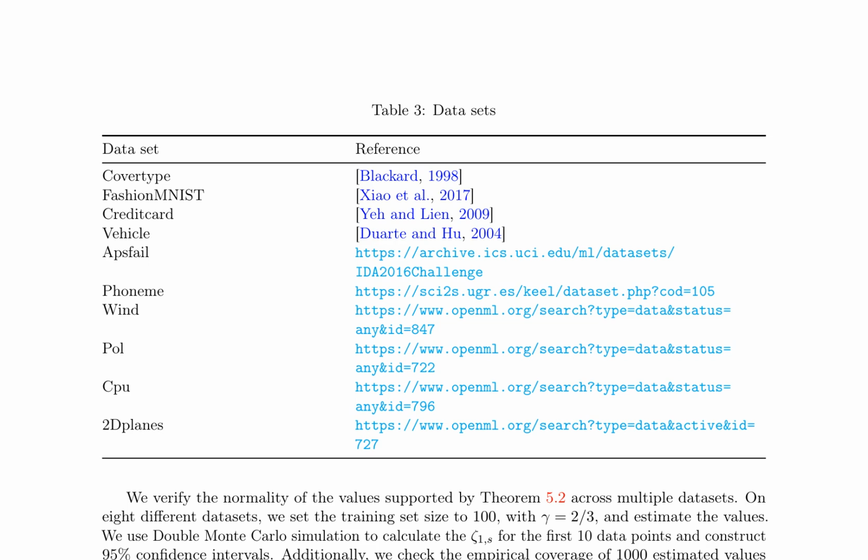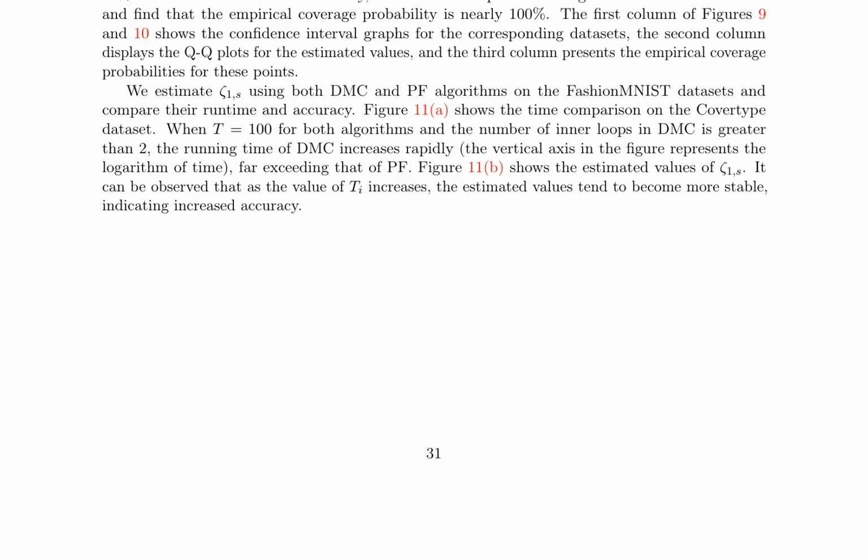For each dataset, the training set size is set to 100, with gamma equals 2/3, and the values are estimated using double Monte Carlo (DMC) simulation. The empirical coverage probability of the estimated values is calculated and found to be nearly 100%, indicating the accuracy of the method. Confidence interval graphs, QQ plots, and empirical coverage probabilities for each dataset are presented in figures 9 and 10, demonstrating the reliability of the estimated values and the accuracy of the method.